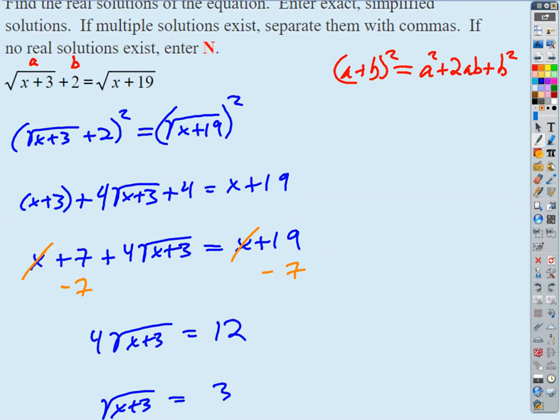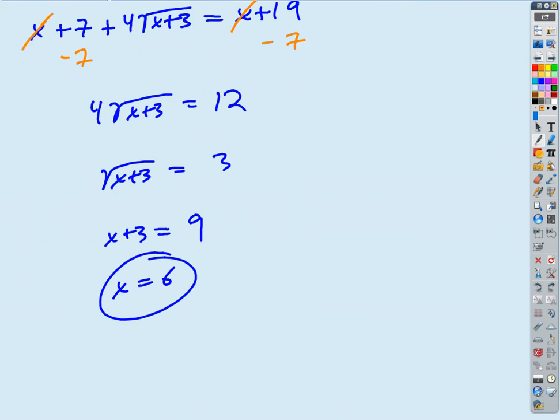So we go back and we check 6 in the original problem. If we do that, we're gonna get the square root of 6 plus 3, 9. So that gives us a 3. How about on this side? 25, 5. Okay, so that works, doesn't it? It does. So we get 6 plus 19 is 25. Checks out. So that's our one solution.